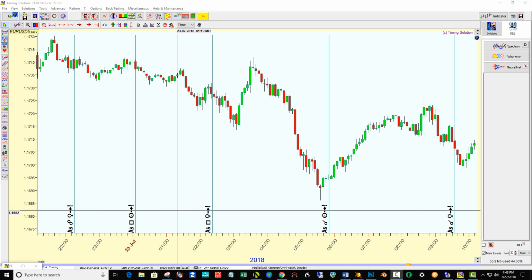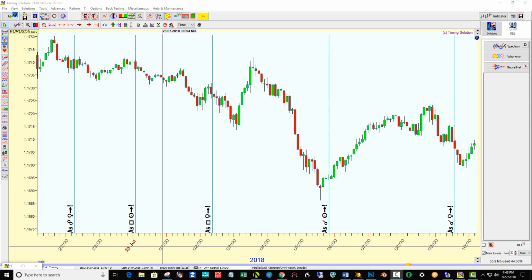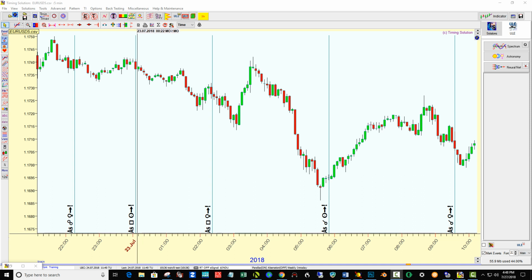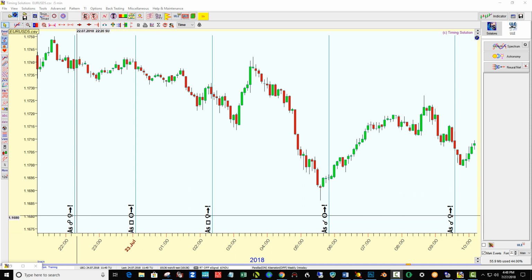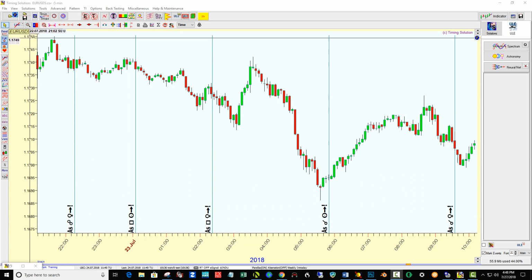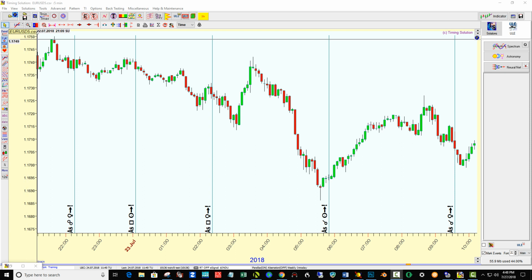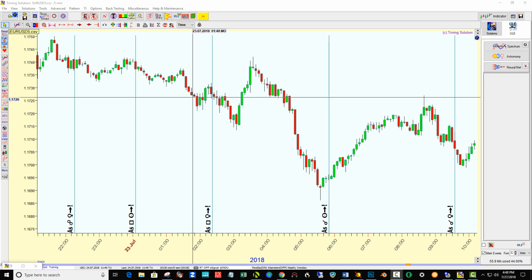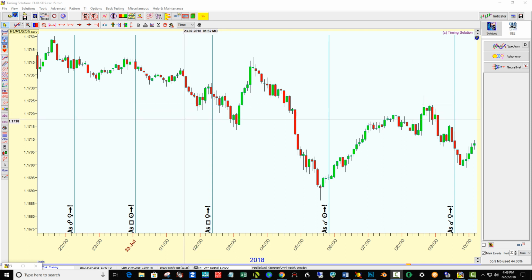Hey everyone, here's a quick video on trading these aspects of the Ascendant: square, conjunct, and opposite both Sun and Venus. And this is a 5-minute EUR/USD chart. So we're looking for short-term moves, 5, 10, 15 pips. And how would I approach this?